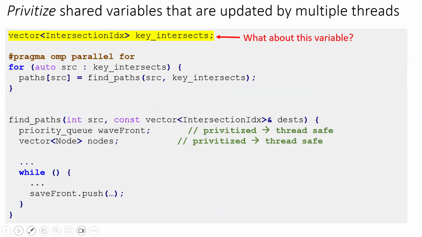What about that variable, key intersects? Do we need to worry about privatizing that one? And why not? Right, because we're only reading it. If we can guarantee that we are only reading in multiple threads, but not writing to it, it's fine.